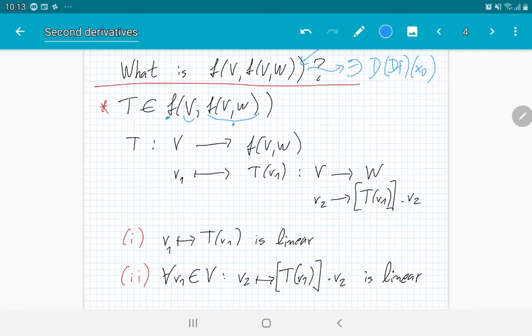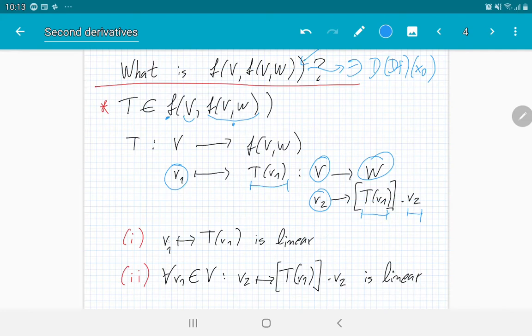So what does a T here do? It takes an element of v, this v1, and maps it to T v1. And what is T v1? T v1 is a linear mapping taking elements of v to elements of w. So it takes a v2 in v and maps it to the linear transformation T v1 applied to v2. Now we have the following facts.